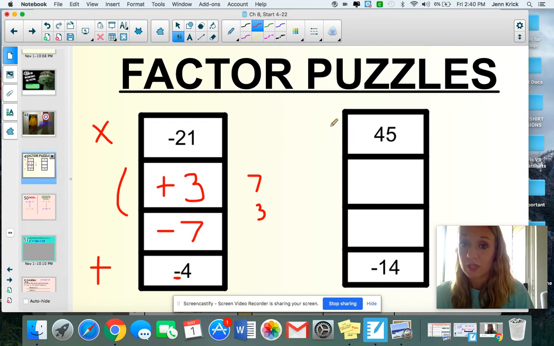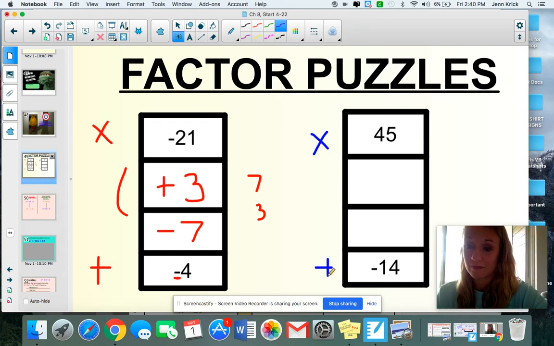Over here, we know that we need two factors that multiply to a positive 45, but add up to a negative 14. So what are two numbers that could multiply to a positive, but add up to a negative? Hopefully based on yesterday, you know that it's going to have to be two negative numbers, because two negative numbers multiply to a positive 45.